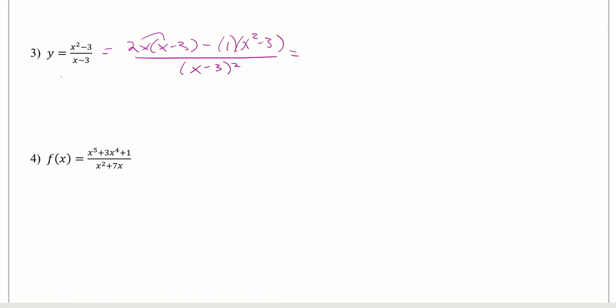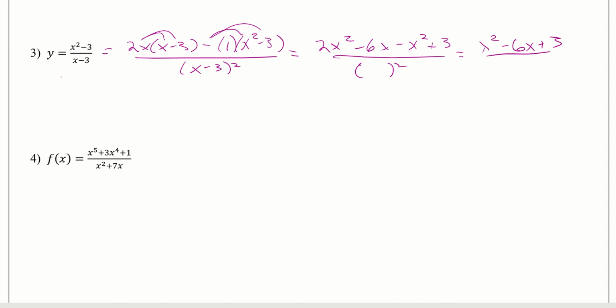All right, expand it out in the top there. So we have 2x squared minus 6x. And then into here, since it's a 1, we've got negative x squared plus 3. And so if I simplify that, that's x squared minus 6x plus 3, all over x minus 3 squared. Nice.